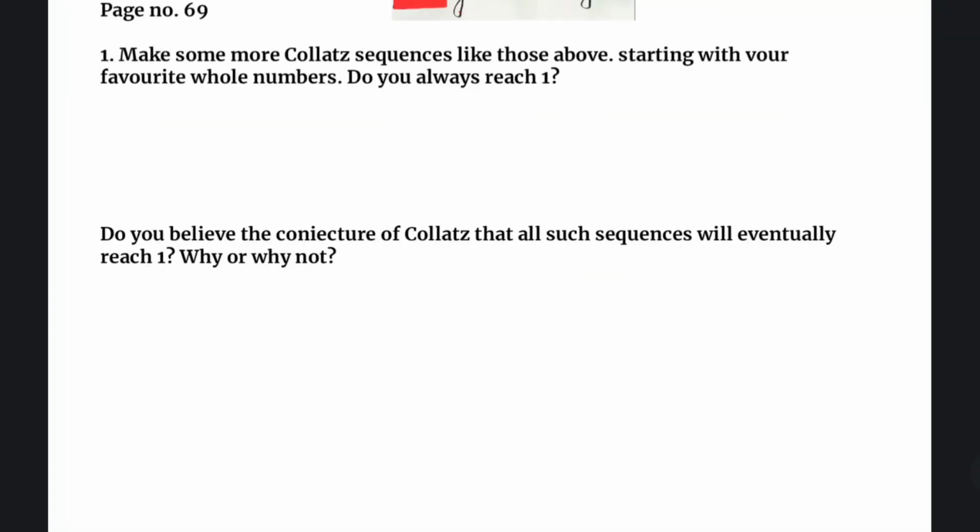Now page number 69: make some more Collatz sequences like those above, starting with your favorite whole number. Do you always reach 1? So let us take one example. Let us take 9. 9 is odd. So multiply by 3 plus 1. So it is equal to 28. 28 is an even number, so it is divided by 2. So we are getting 14. 14 is again an even number, so divided by 2, it is 7.